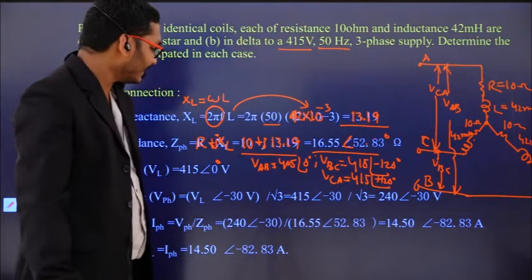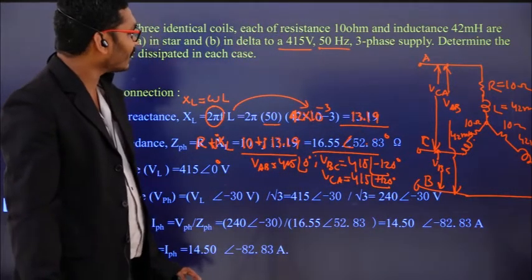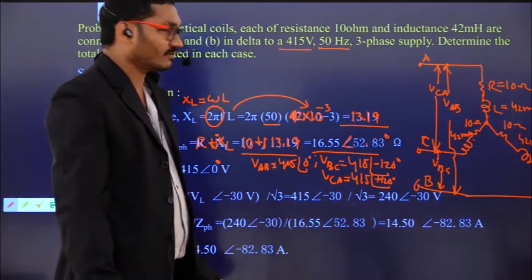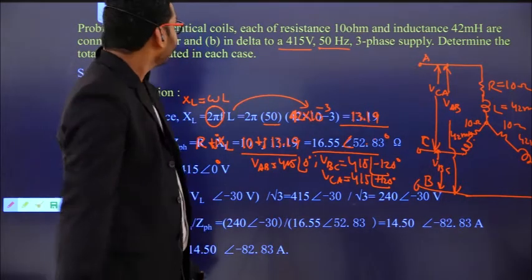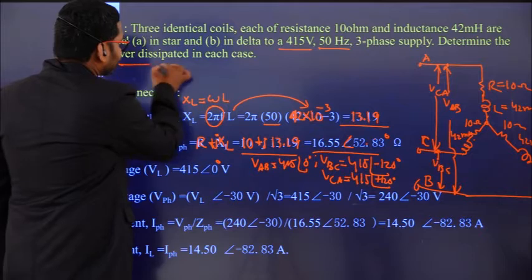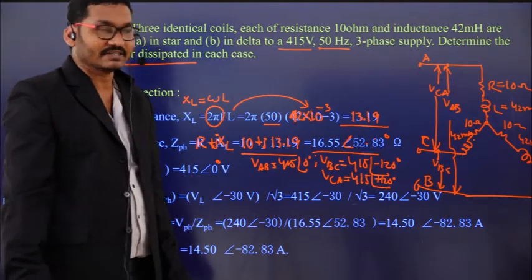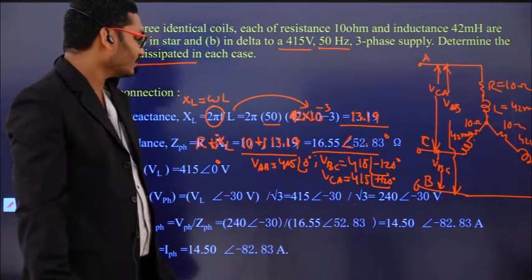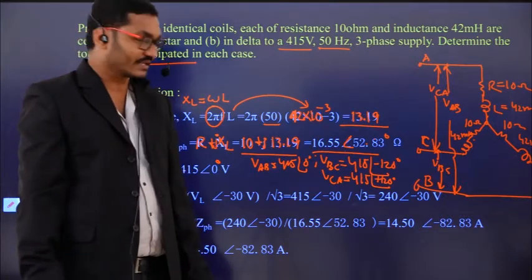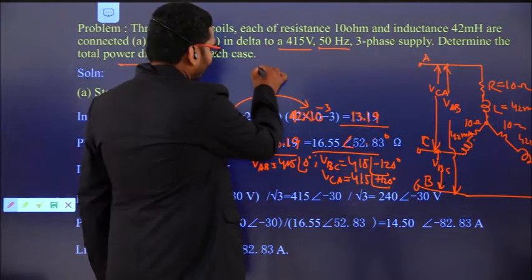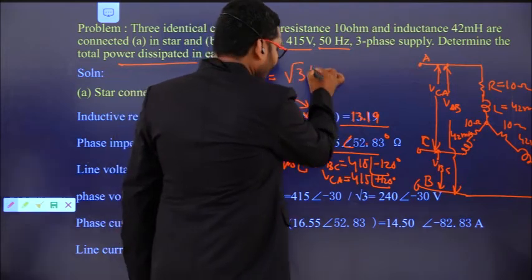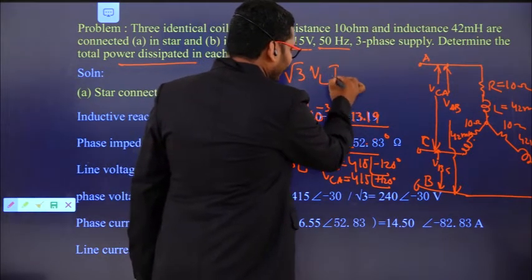In previous problems we have done this, but in this case we don't need all these line voltages, we just want the magnitudes, because he is asking only for the power dissipated. He did not ask about line voltages or line currents. It means you can take the magnitudes directly, for the power dissipated in each case, maybe for the star connected load, maybe for the delta connected load.